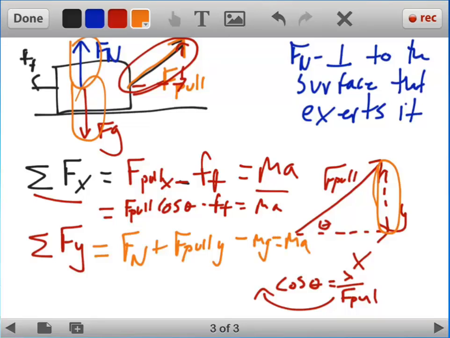And from that I can say F pull in y is going to be the opposite side, so instead of cosine I use sine. So this is really the normal force plus F pull sine theta minus mg equals ma. So you've got to just keep track of your forces in x and y.